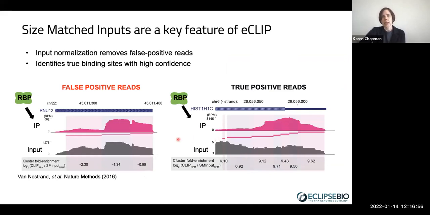You can see that having that input control allows you to bioinformatically exclude false positive reads. You can see here where the input looks just like the IP in terms of the number of reads and the signal. That's obviously a false positive read. Whereas over here you can see a really big peak for the IP, with the absence of a peak in the input, and this would be called as a true peak.